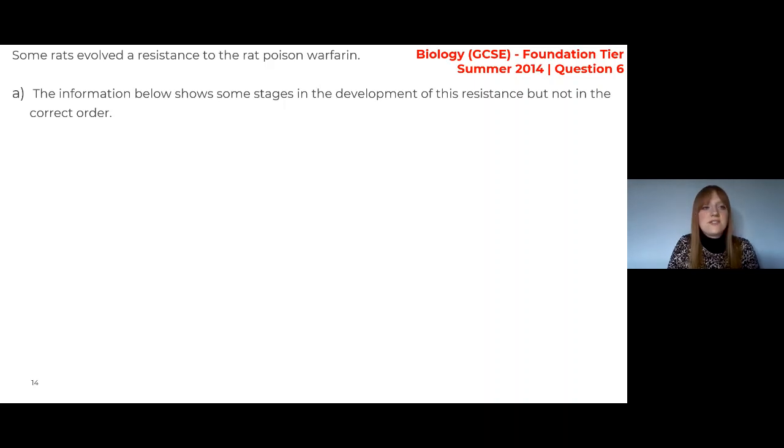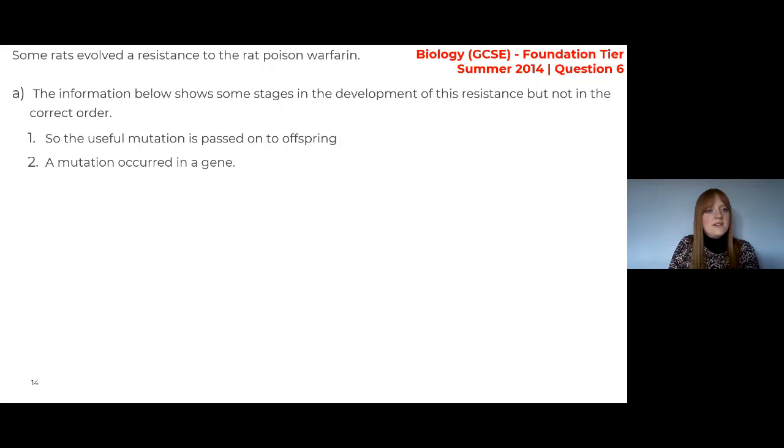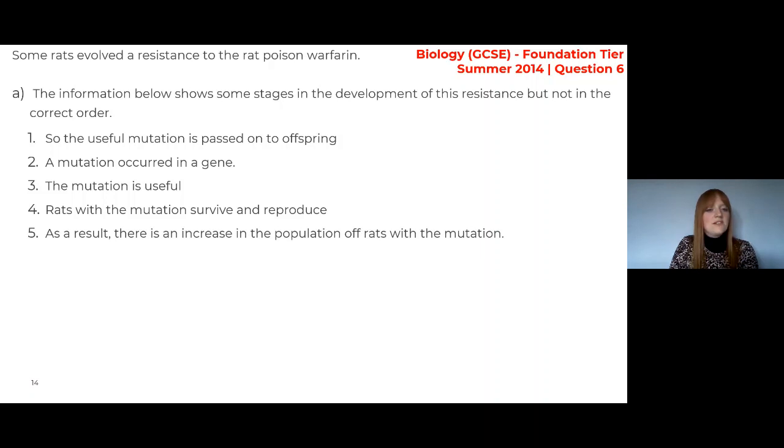So this is my first foundation tier question and it's about rats. Some rats evolved a resistance to the rat poison warfarin. The information below shows some stages in the development of the resistance, but not in the correct order. Stage 1, the useful mutation is passed on to offspring. Stage 2, a mutation occurred in a gene. Stage 3, the mutation is useful. Stage 4, rats with the mutation survive and reproduce. And then stage 5, as a result, there is an increase in the population of rats with the mutation.